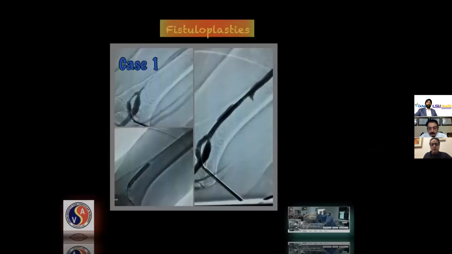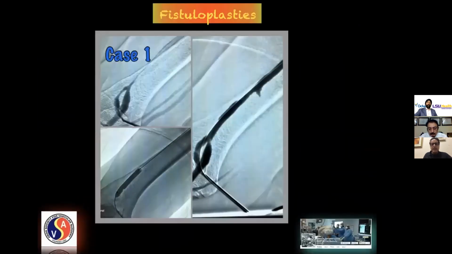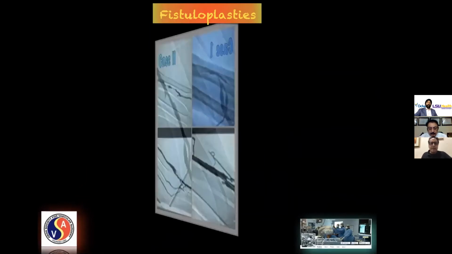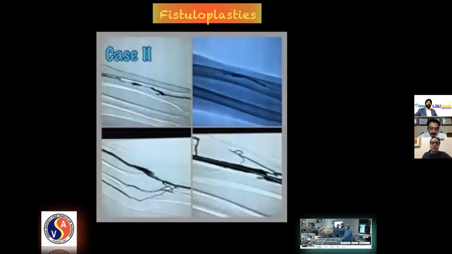So I would say in the majority of these cases, the most important thing is planning your access. From where do you want to enter? If there are some accessory veins, it's very good to enter. So these are some case examples of fistuloplasty where, once you plan and once your wires are across, you can pass your non-compliant balloons.